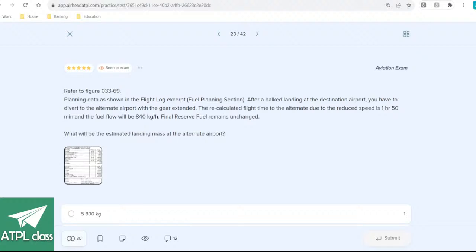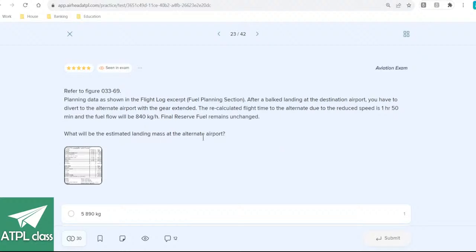Refer to this figure. Planning data shown in the flight log excerpt. After a bulk landing at the destination airport, you have to divert to the alternate airport with the gear extended. The recalculated flight time to the alternate due to the reduced speed is 1 hour 50 minutes. Right, I'm going to write this down: 1 hour 50 minutes. And the fuel flow will be 840 kilograms per hour. Final reserve fuel remains unchanged.